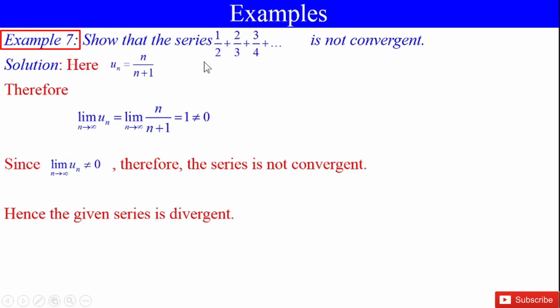Example 7. Show that the series half plus 2 by 3 plus 3 by 4 and so on is not convergent. Here un is equal to n by n plus 1, therefore limit n tends to infinity un is equal to limit n tends to infinity n by n plus 1, which is equal to 1, which is not equal to 0. Since limit un is not equal to 0, the series is not convergent and the given series is divergent.